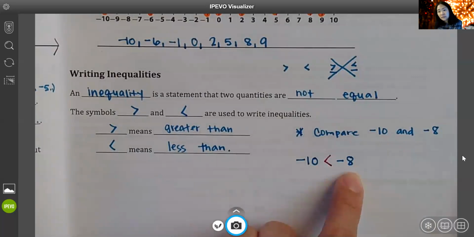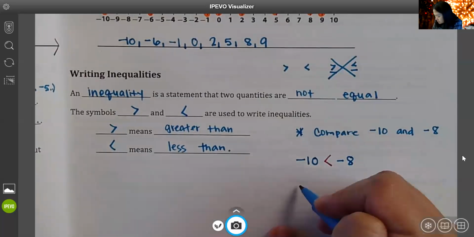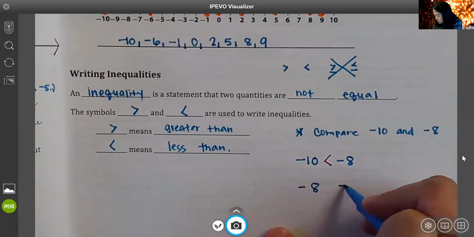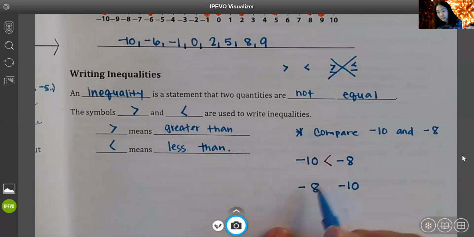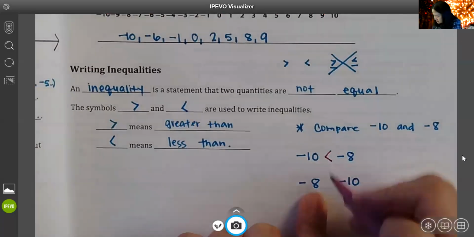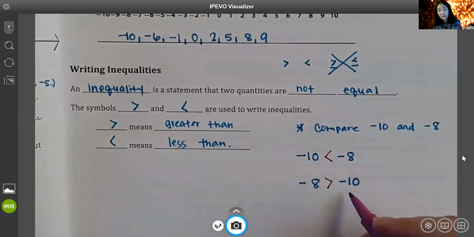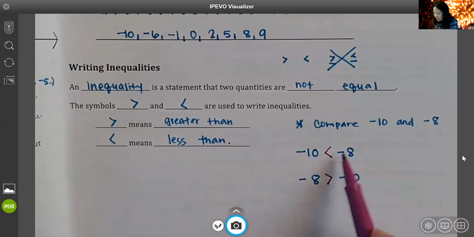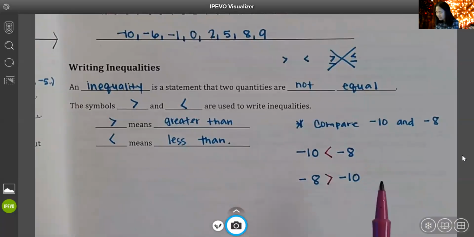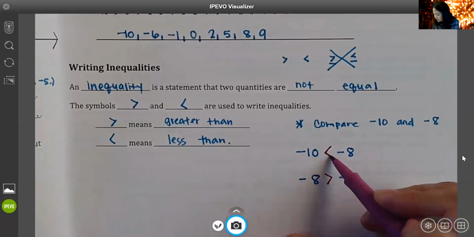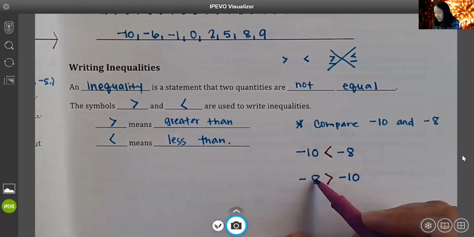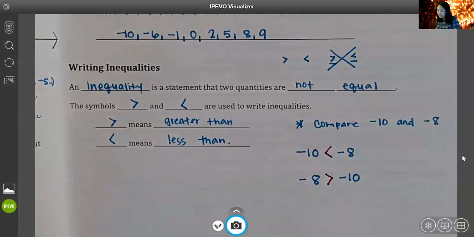But I do want you to realize this. I can also switch the numbers. So instead of putting -8 on the right, I can put it on the left. Then I would have to say -8 is greater than -10. So notice they both have the same meaning. The inequality symbol for both of them is opening towards -8, which is the greater number. But depending on the order that you use, you have two different ways of writing the same inequality.